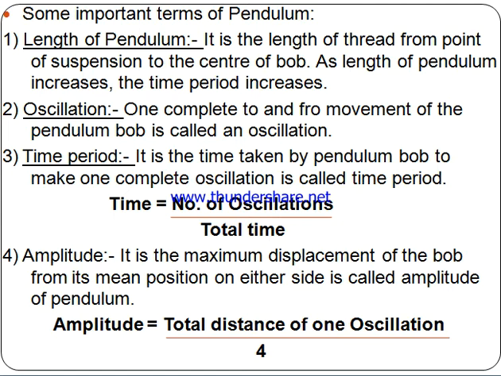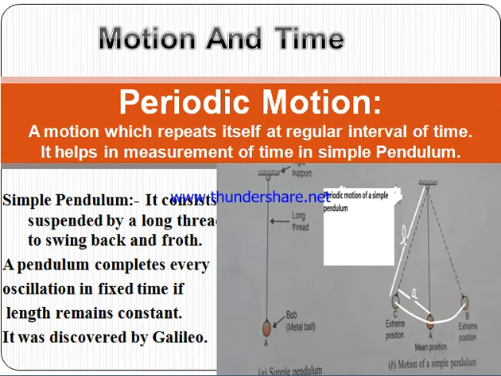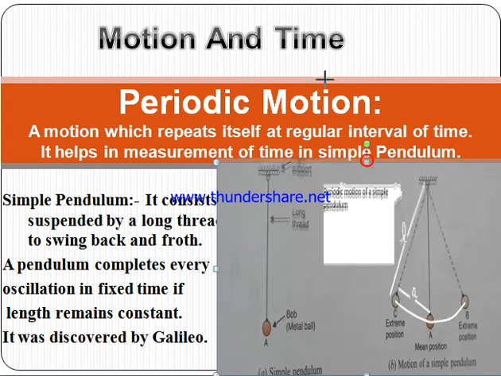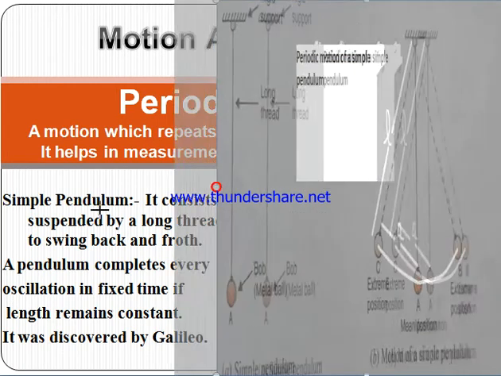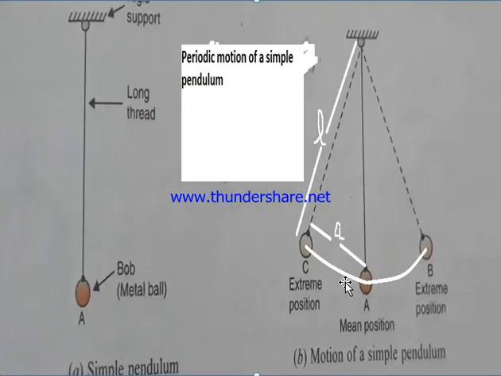If you understand this, now we come to some important terms. Again, it is very important to understand. This L is known as the length of the thread. The length of the thread is known as the length of the pendulum. The distance from A to C gives the amplitude of the pendulum.